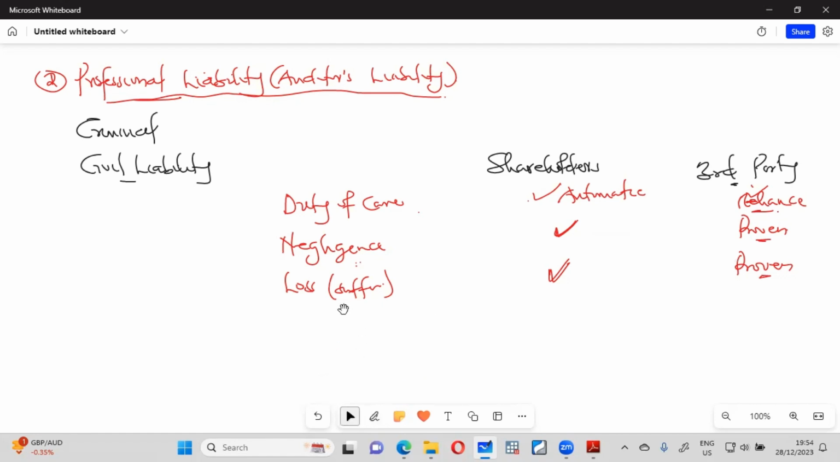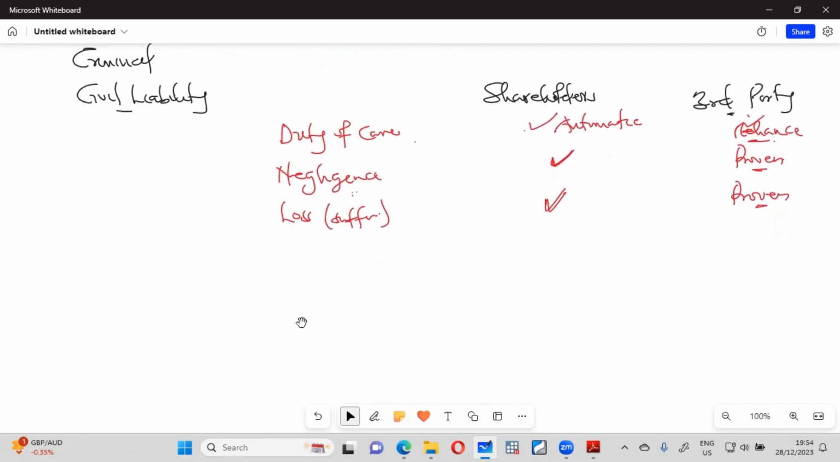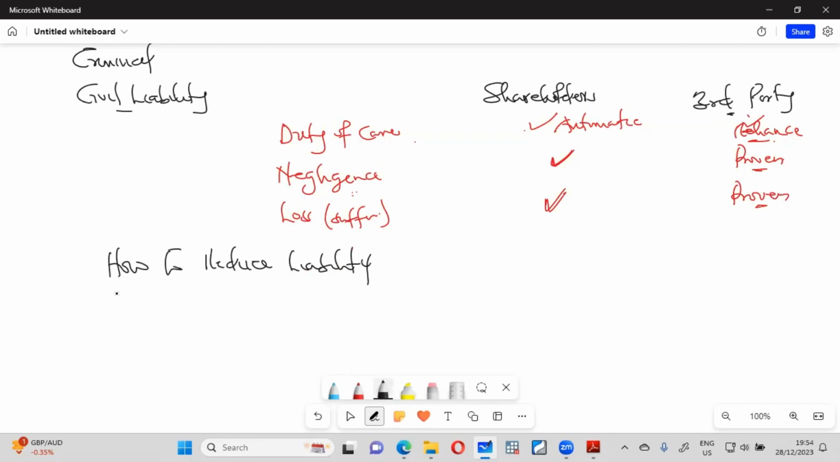Now, the question is, how can the auditor reduce this liability, or clear off the liability? How do you deal with this as an auditor? And please, if it is coming in your exam, this is the part that is coming: the possible solutions to the auditor's liability. It's very, very simple.